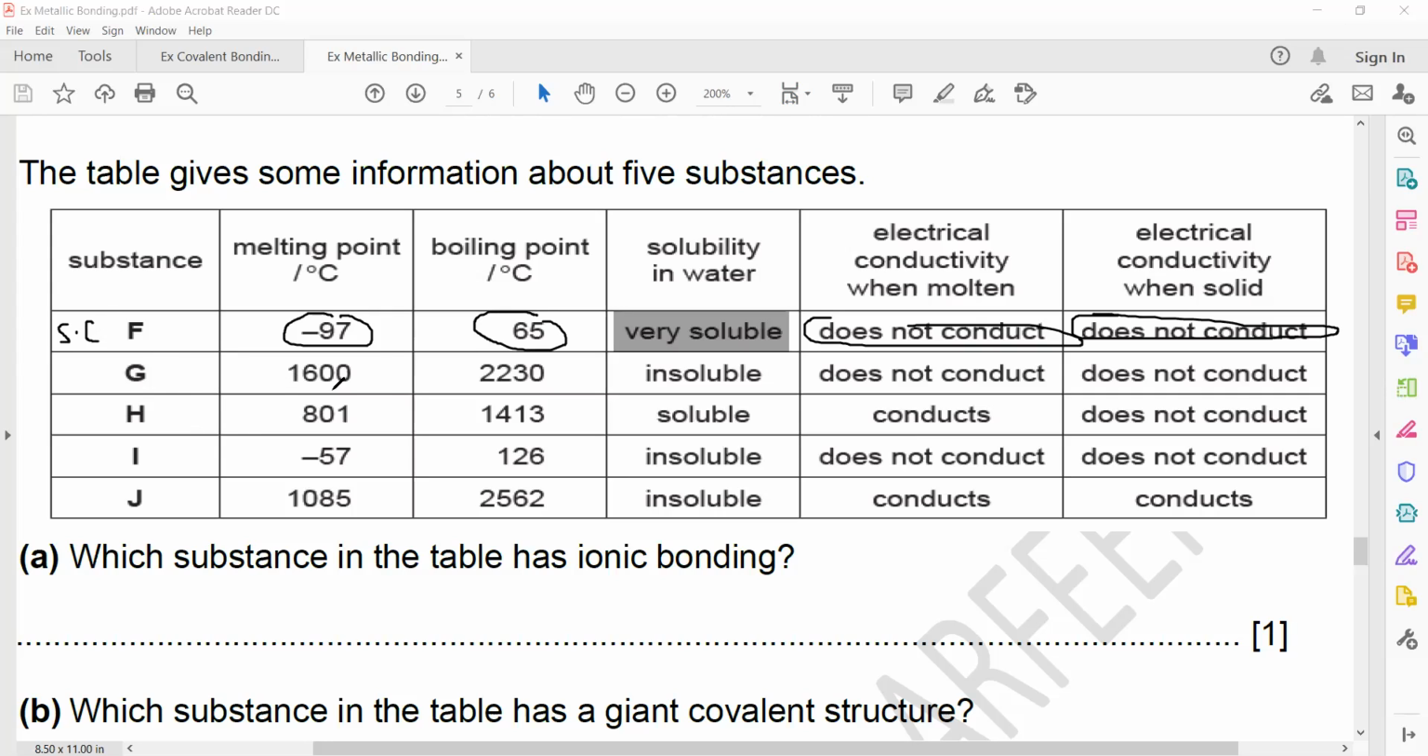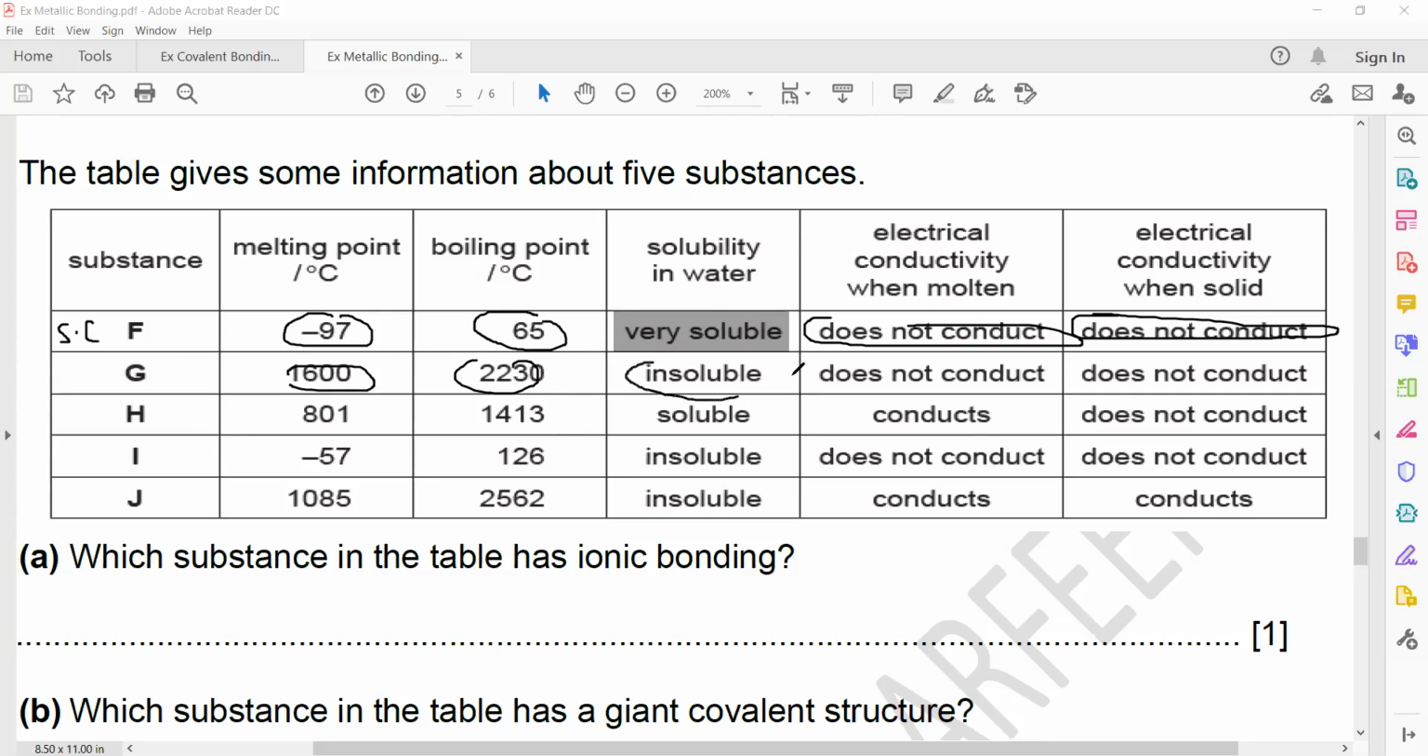What about G? It has high melting and boiling point. Once this session ends, I will share another link with you. After a 5 minute break, I will share another link and continue this question, because we will not be able to finish in a minute. So I'll discuss the same question.